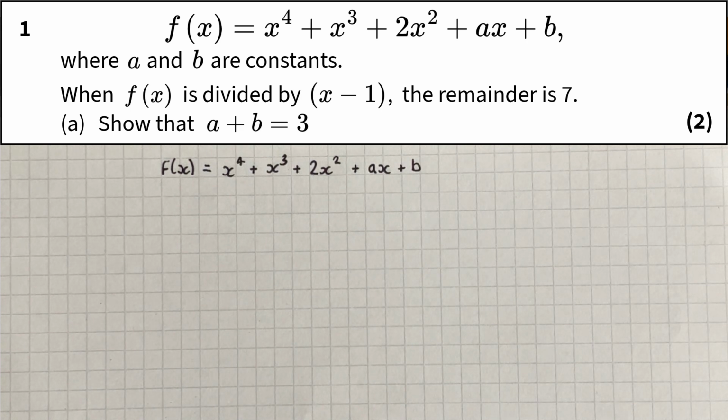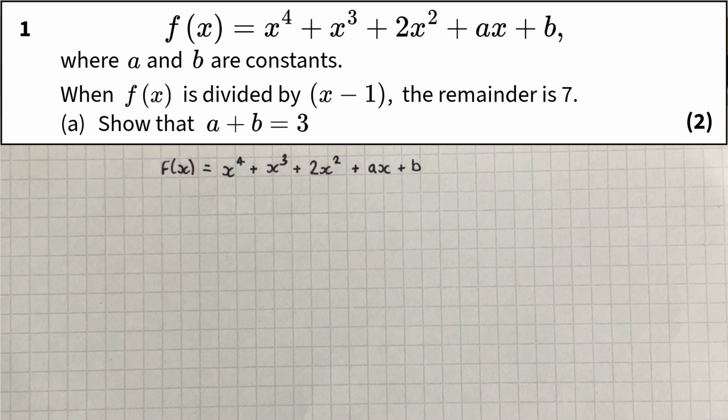In this question, we're given f of x, which is x to the 4 plus x cubed plus 2x squared plus ax plus b, and we're told that when f of x is divided by x minus 1, the remainder is 7, and we've got to show that a plus b is equal to 3.